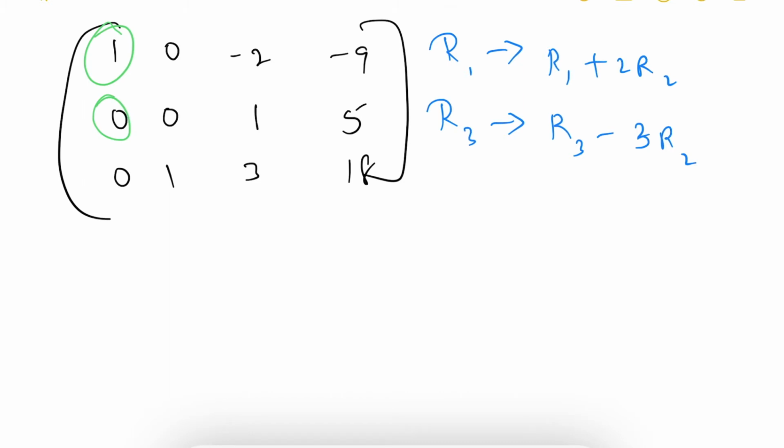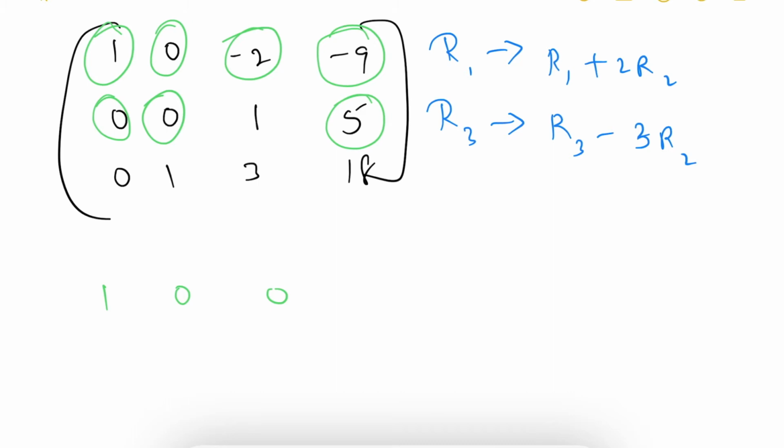So 1 plus 2 into 0, 1 only. 0 anything 0 only. Next, minus 2 plus 2 it will become 0. Minus 9 plus 10 it will become 1. Next, row 2 we are not changing anything, so 0 0 1 5 as it is.